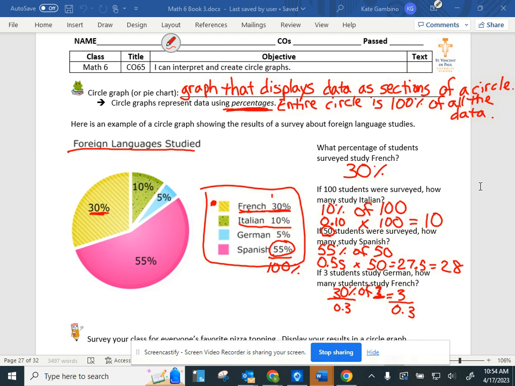Sorry, I did that wrong. Whew, I was going so fast when I did my answer key. It's not 0.3. Why is it not 0.3?